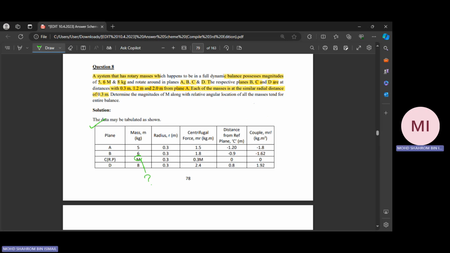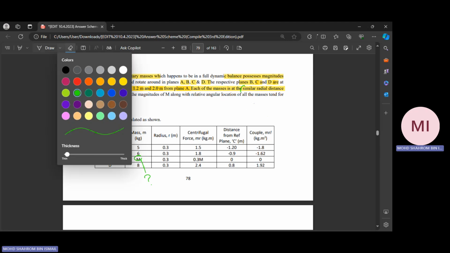And then, since it clearly states a similar radial distance of 0.3 meter, just imagine this is your shaft from the front view. This is your shaft, so you have here, here, here, and here. The radius is 0.3 meter. This is from the front view, the side front view.